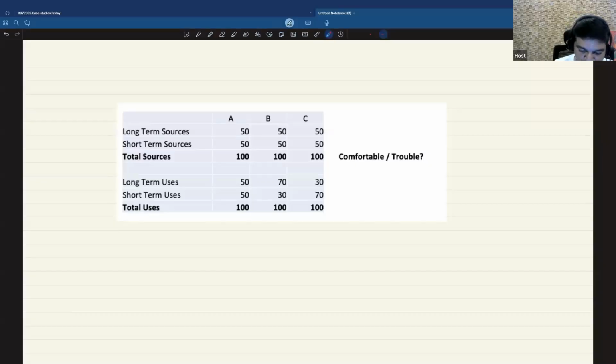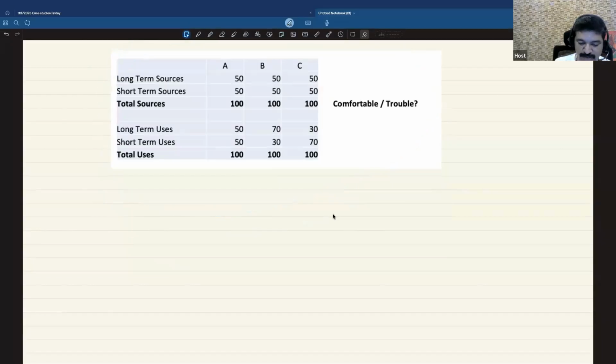Look at this. There are three companies, A, B, C. This is basically the abridged format of the balance sheet, not the fund flow statement. They have long-term sources, short-term sources, long-term uses, short-term uses. Now, if I ask you which company is in trouble here, will you be able to answer? Actually, we can answer this through the fund flow statement, and all of you have developed that ability now itself, right?